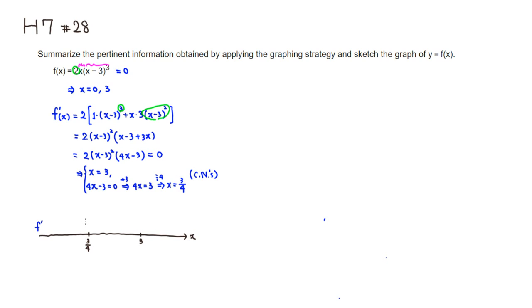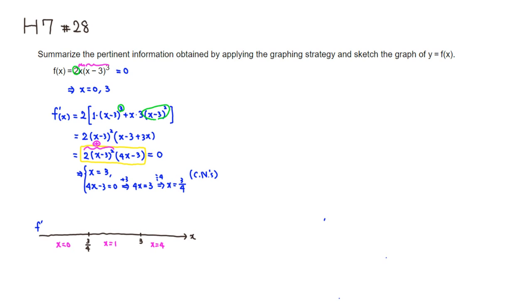Before 3 over 4, we can try maybe x equals 0. After 3 over 4, we can try x equals 1. And after 3, we can try x equals 4. We just need to know the sign, so we don't have to know the actual value. So we're looking at the derivative, so it's probably easier to look at this guy. One thing we can do is here, 2 is already positive, so it's got the square there. So this part is always positive, so it just depends on the sign of that guy.